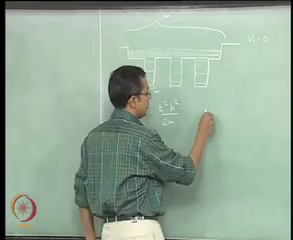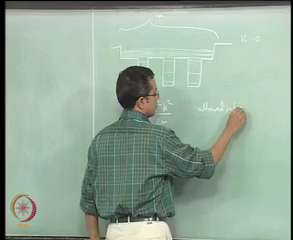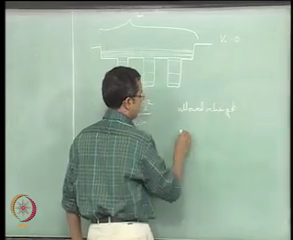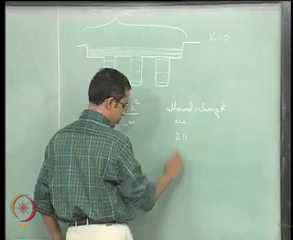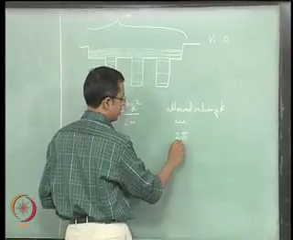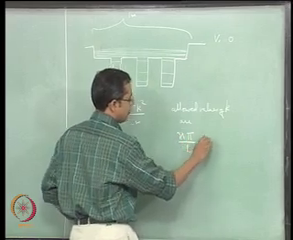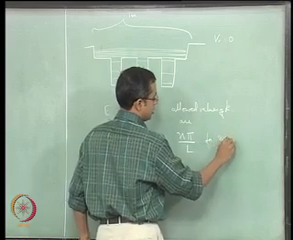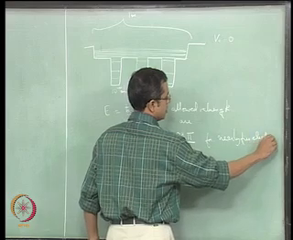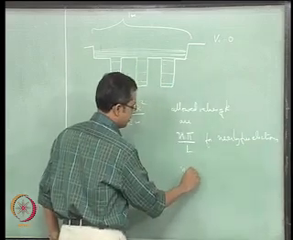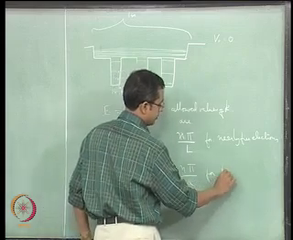Now, the allowed values of k are n pi by L for nearly free electrons, and n pi by A for bound electrons.